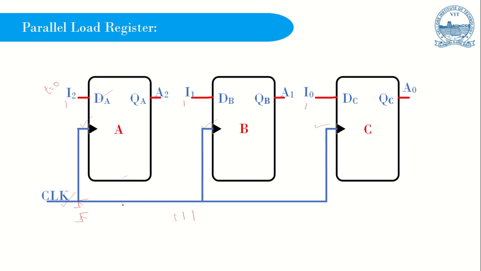So now when will this happen? Once after applying the inputs, if the clock pulse is observed to be on the positive edge, then, let us assume initially the data out, that is my A2, A1, A0, and the inputs let it be I2, I1, I0. Once the positive edge of the clock is applied, the Q outputs of the flip-flop will change from 000 to 111.